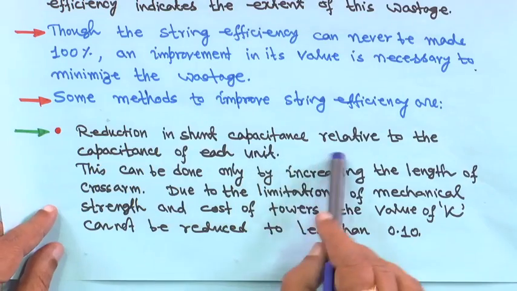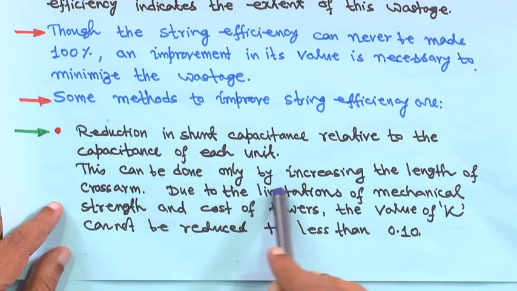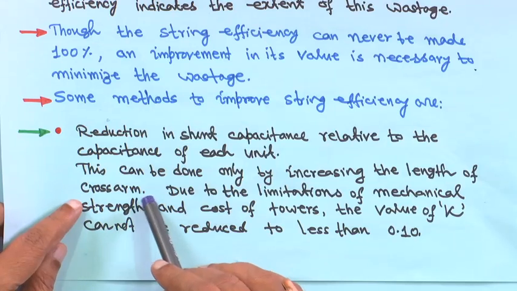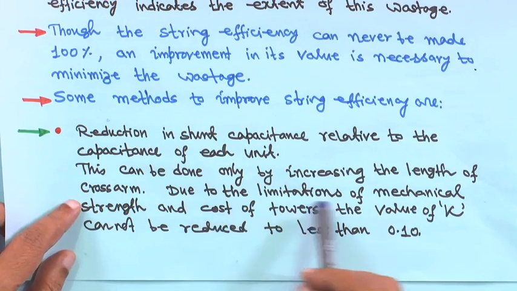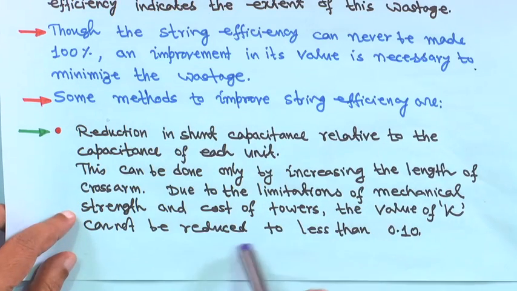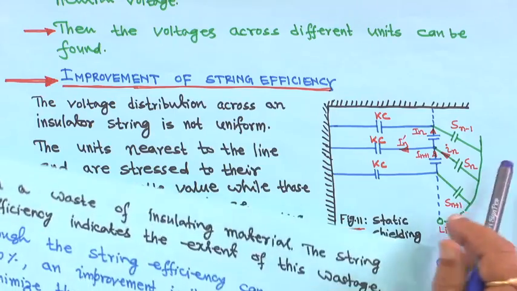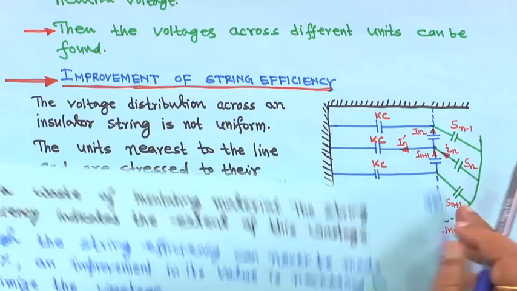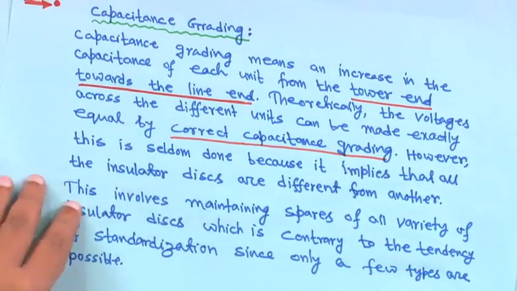Okay. So, a reduction in shunt capacitance relative to the capacitance of each unit, this is one way. This can be done only by increasing the length of the cross arm, but you cannot increase the length of the cross arm because cost is a major factor, right. But due to the limitation of mechanical strength and cost of towers, the value of k cannot be reduced to less than 0.1. So, you cannot make that k value, that means this value 0 to 1, less than 0.1, right. Now, that is why one method is there, that is called capacitance grading.